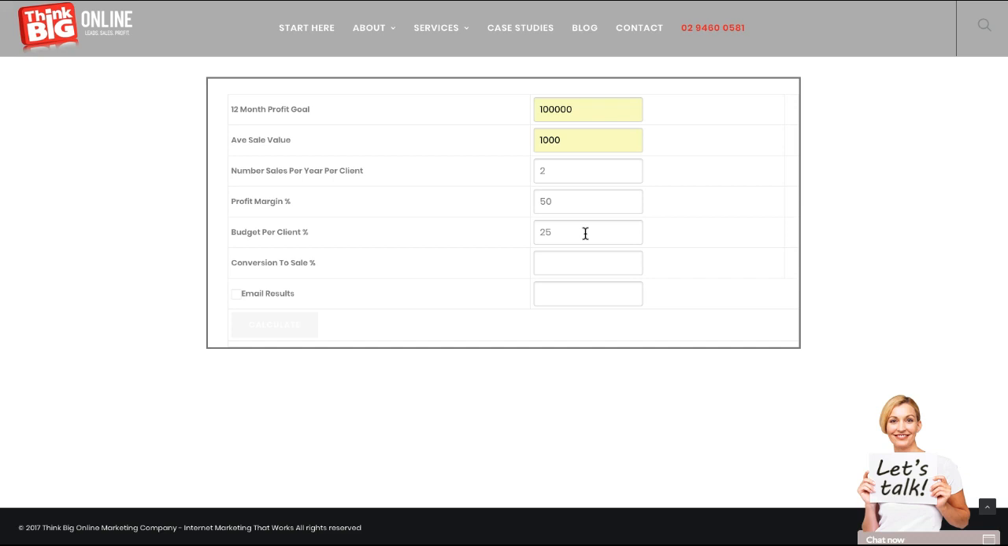You've got to remember, the person that can spend the most money to acquire a client is always going to win, because it means they can advertise more and they can capture more of the market than the person who spends less on their marketing. So my suggestion is start with 25%, and then you can tweak it going from there.